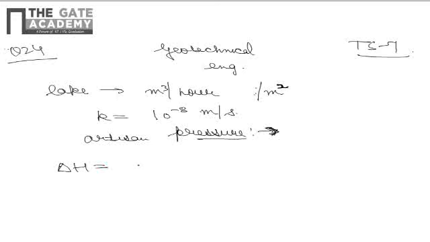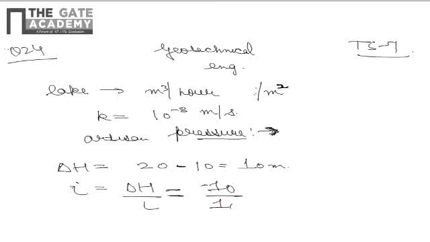So that comes out as 20 minus 10, that is 10 meter, and also we know that I is given by delta H upon L. So delta H upon L comes out as 10 upon 10, because the length through which this seepage is taking place is through the clay layer, and that is 10 meter, and delta H, the head difference that is causing the flow, is 10 meter. So I comes out as 1.